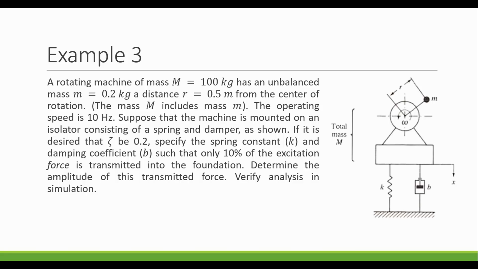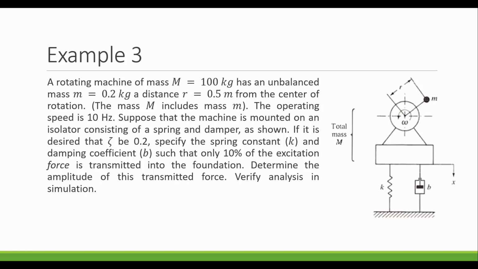In this example, we are going to be designing a vibration isolator for a rotating piece of machinery. So we're given the properties of the rotating machine, its mass. It has this eccentric mass that's rotating around that central axis, and specifically it's going to be rotating at 10 hertz. So our job is we get to decide what the spring constant is and what the damping coefficient is for the isolator.